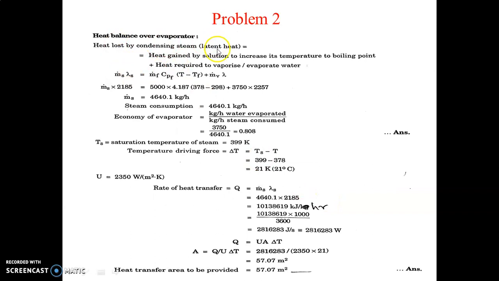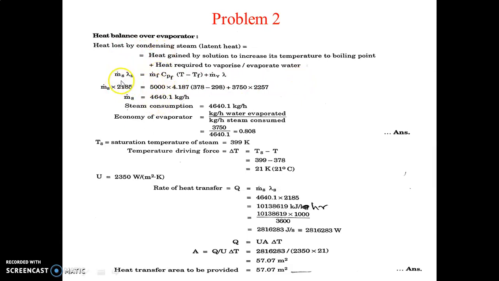Then again you have to write the heat balance, heat lost by condensing steam. That means whenever the heat is given, this is the input heat, which is equal to output heat. Output is nothing but heat gained by the solution to increase the temperature to boiling point, plus heat required to evaporate the water. So this heat is used for increasing the boiling point of that solution, and the remaining heat is used to evaporate the water.